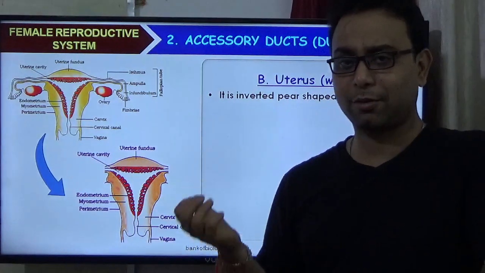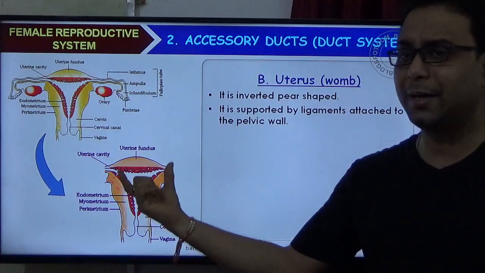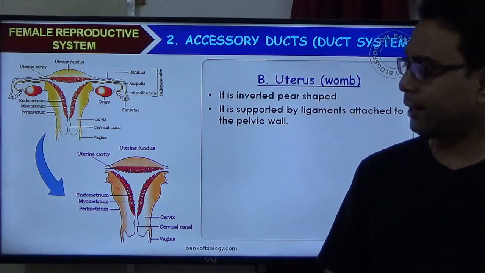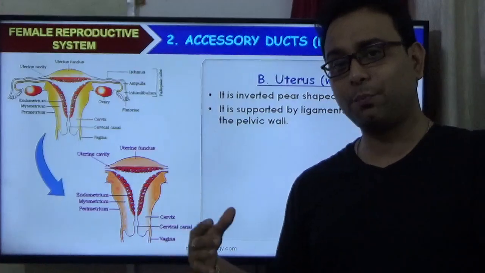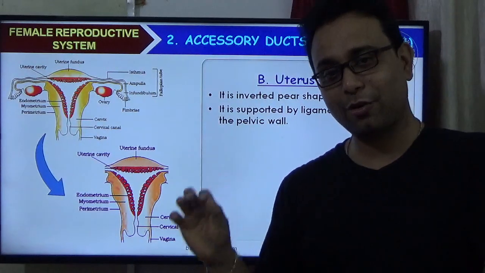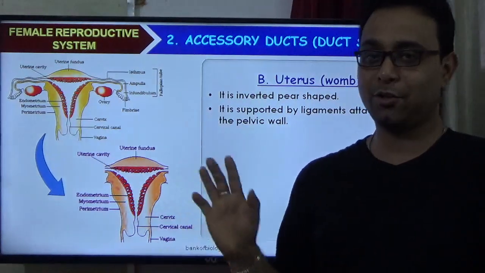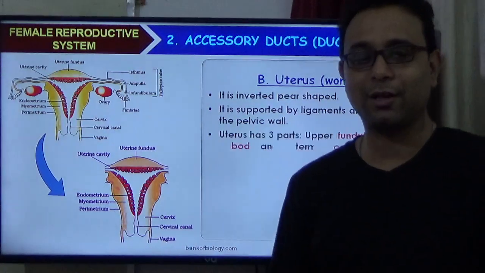Now we will discuss the structure of the uterus. What are the different parts? You know, it is a pear-shaped structure. It is also supported by the ligaments which are attached to the pelvic wall. Otherwise it would be a movable part, right? So they are attached with the ligaments so that it does not move, right? So the ligaments play an important role here.